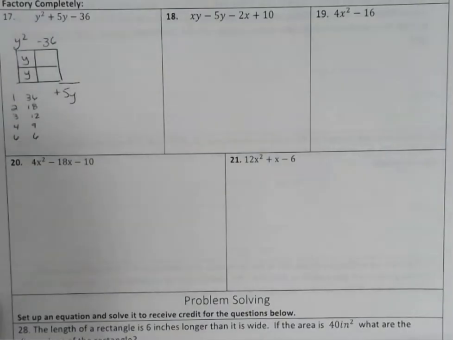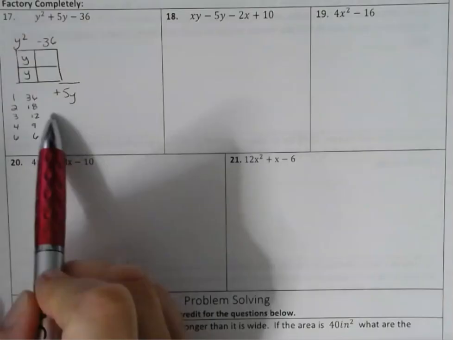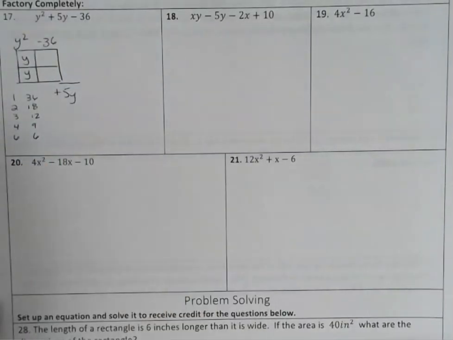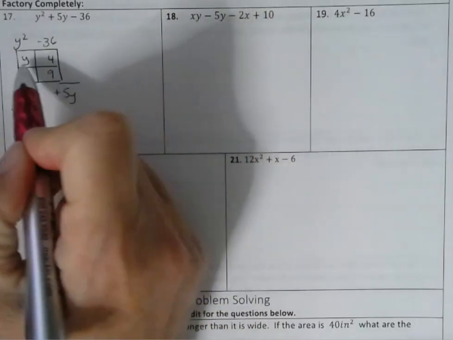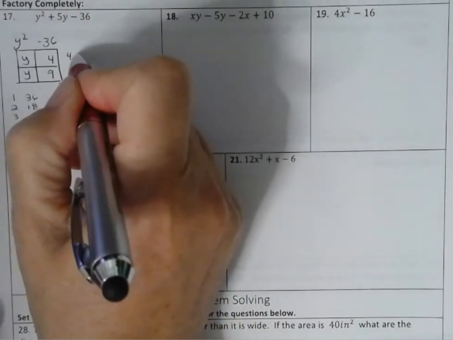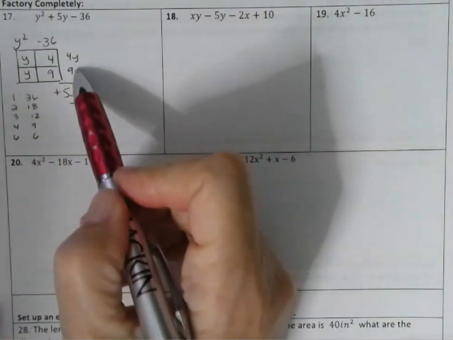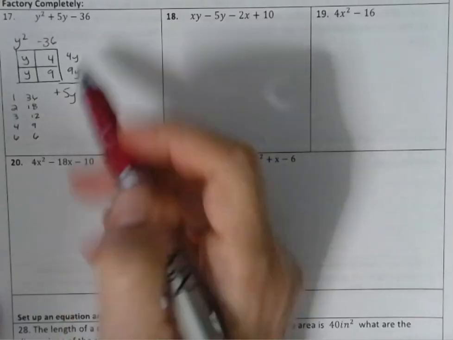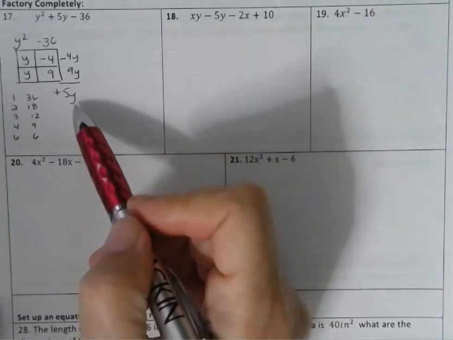All those are possibilities, but what I want is to end up with 5. And so if you look at these pairs, there's only one pair, 4 times 9, that seems like it could get me to 5. So I'm going to do 4 and 9. And then I'm going to multiply straight across. That's going to give me 4y and 9y. And I want these two things to add up to be positive 5y. So if 9 was positive, but 4 was negative, then I could get that to add up correctly.